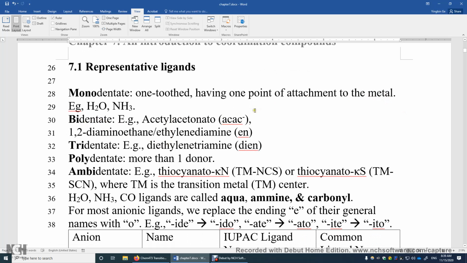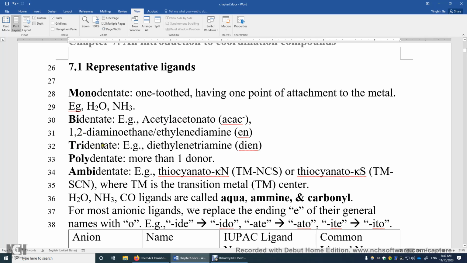Bidentate. This is one example. This is acetylacetonato. So acetyl is the CH3CO functional group. Acetylacetonate is the negative ion of acetylacetone. So in this case, the 2 oxygen atoms in this ligand can both form a bond with the same transition metal center. So this is a bidentate ligand.